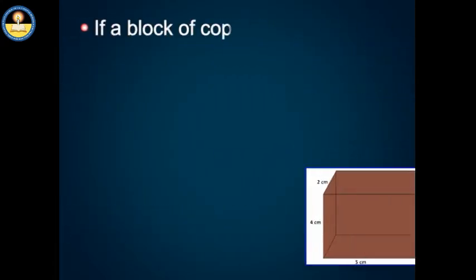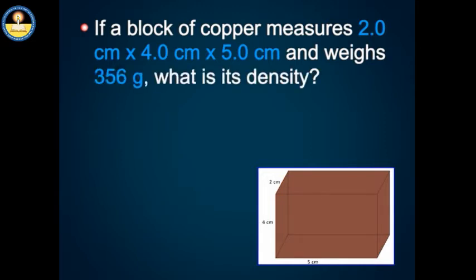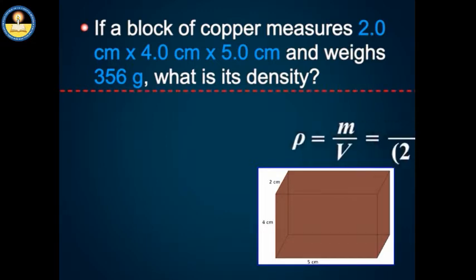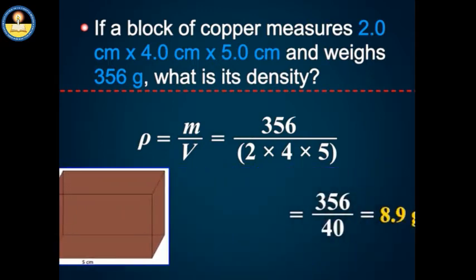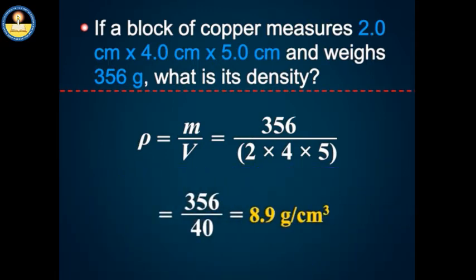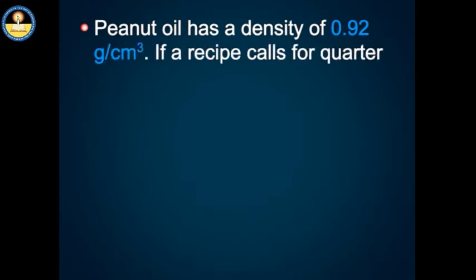If a block of copper measures 2 centimeter by 4 centimeter by 5 centimeter and weighs 356 grams, what is its density? Since the density is the mass per unit volume, thereby density of copper comes out to be 8.9 gram per centimeter cube. Peanut oil has a density of 0.92 gram per centimeter cube.